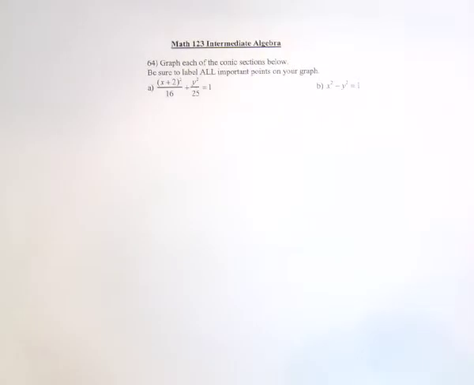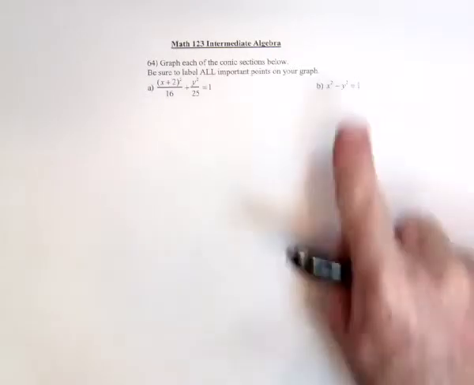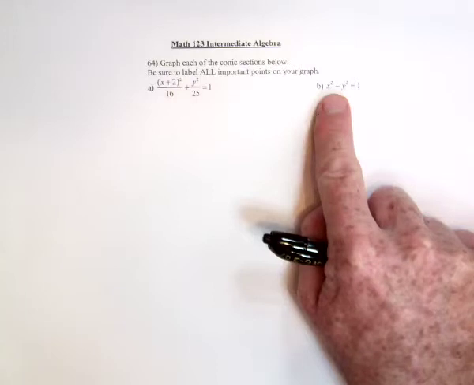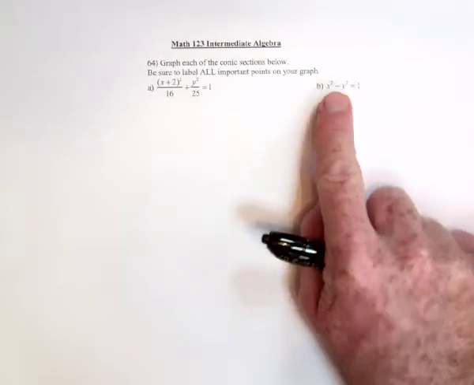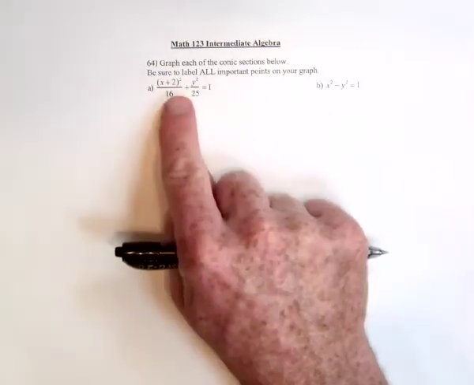Graph each of the conic sections. So there's three possible conic sections. When it's got x squared minus y squared, that's a hyperbola. When it's got an x squared plus a y squared, that's an ellipse. So this one is an ellipse.